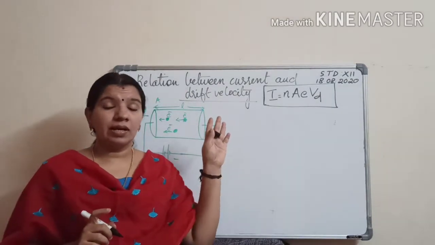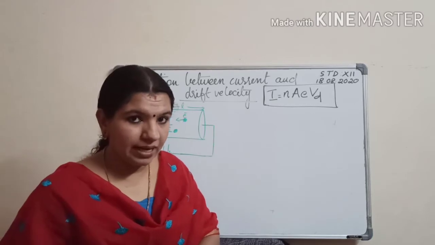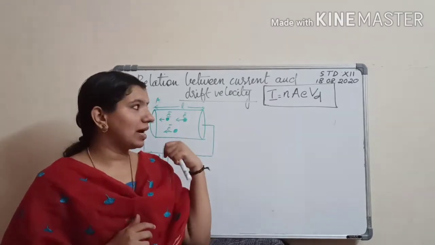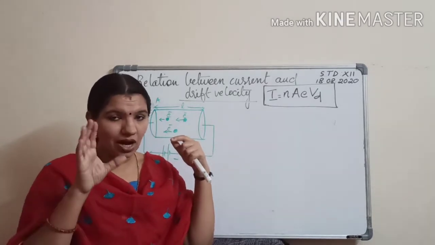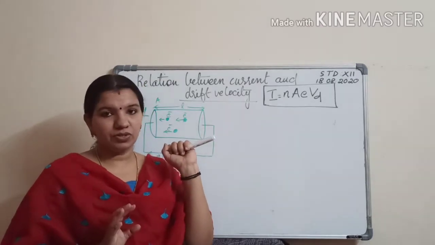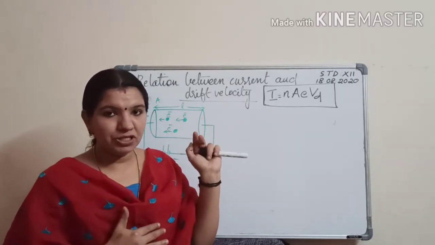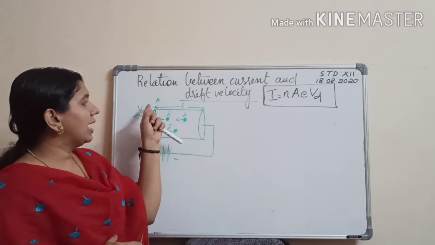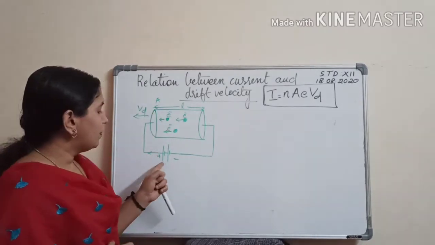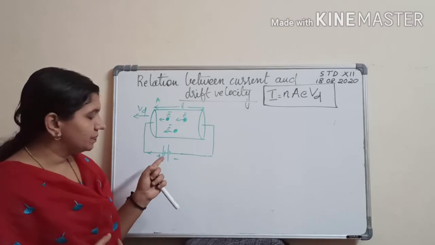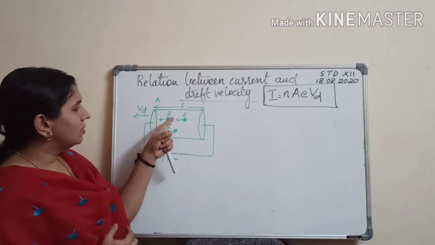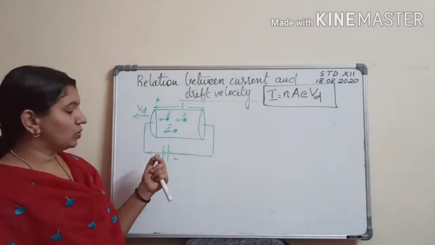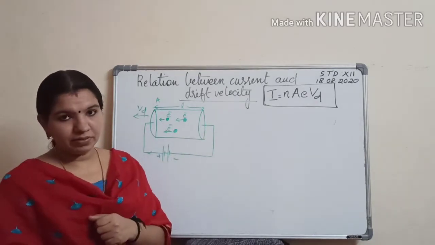n is the number of electrons per unit volume. A is the area of cross section of the conductor. e is the charge of the electron, and Vd is the drift velocity. So shall we move to the derivation part? This is the conductor having length L and area of cross section A. We are providing an external field, so the direction is like this. Because of the drift, it has a drift velocity, directed opposite to the electric field provided.